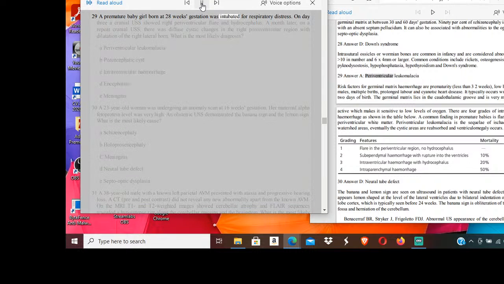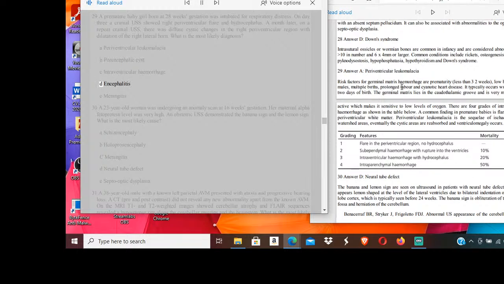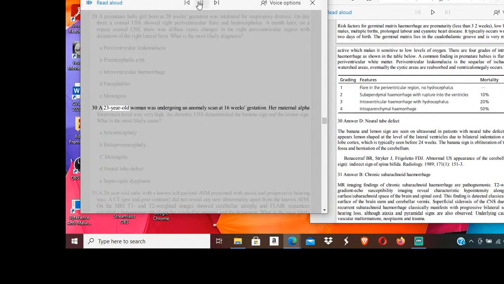A premature baby girl born at 28 weeks gestation was intubated for respiratory distress. On day 3 a cranial USS showed right periventricular flare and hydrocephalus. A month later, on a repeat cranial USS, there were diffuse cystic changes in the right periventricular region with dilatation of the right lateral horn. What is the most likely diagnosis? A. Periventricular leukomalacia. B. Porencephalic cyst. C. Intraventricular hemorrhage. D. Encephalitis. E. Meningitis.